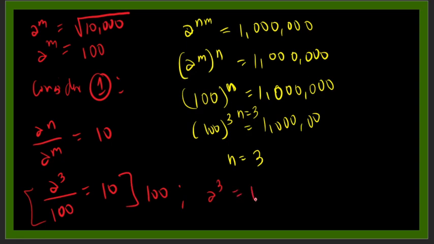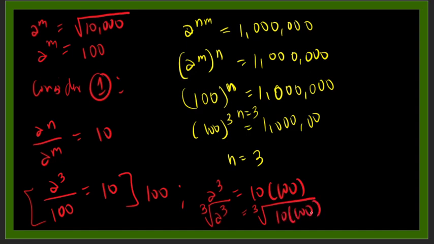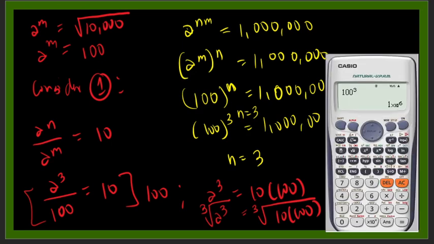So we end up with a cubed equal to 10 times 100. We just get the cube root of both sides so that we could cancel out the cube on the a side. So we will also do that on the right side of the equation, the cube root of 10 times 100. Let us use the calculator: the cube root of 10 times 100 is equal to 10.